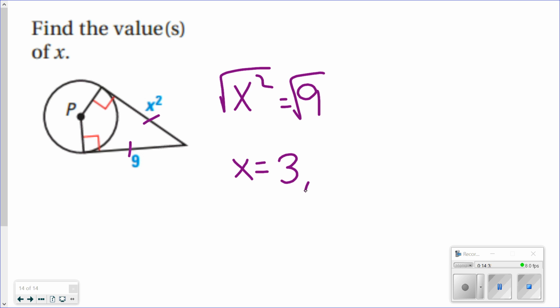But remember, there is another answer for x. It's positive 3 as well as negative 3. So there is one question like this on the in-class assignment where you're going to have two answers like this. So just make sure you put both the positive and negative answer.